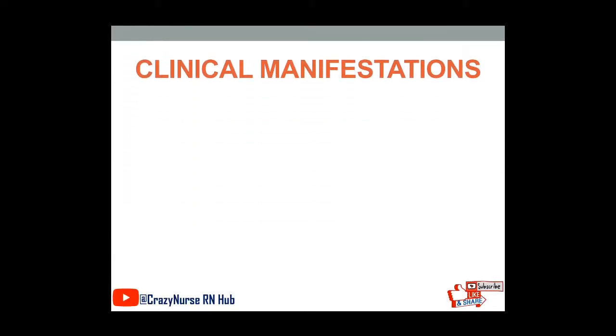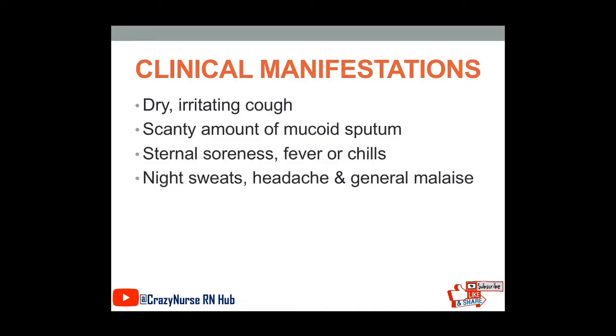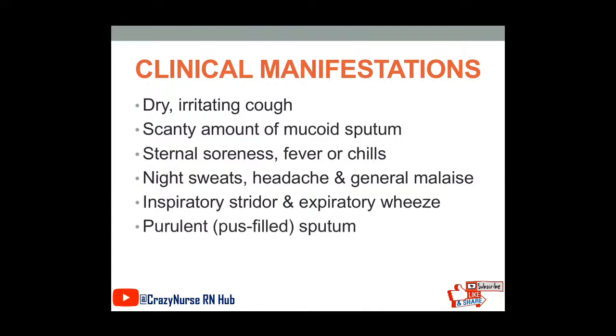For the clinical manifestations, we have dry irritating cough, scanty amount of mucoid sputum, sternal soreness, fever or chills, night sweats, headache, and general malaise, inspiratory stridor, and expiratory wheeze. We also have purulent or pus-filled sputum. And for severe cases, there are blood-streaked secretions.